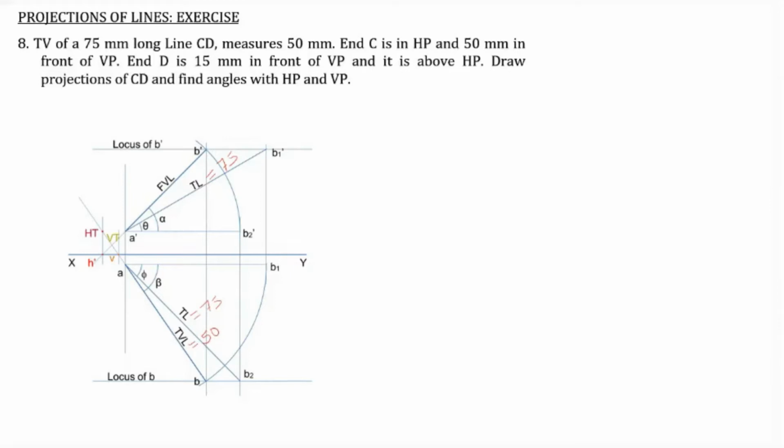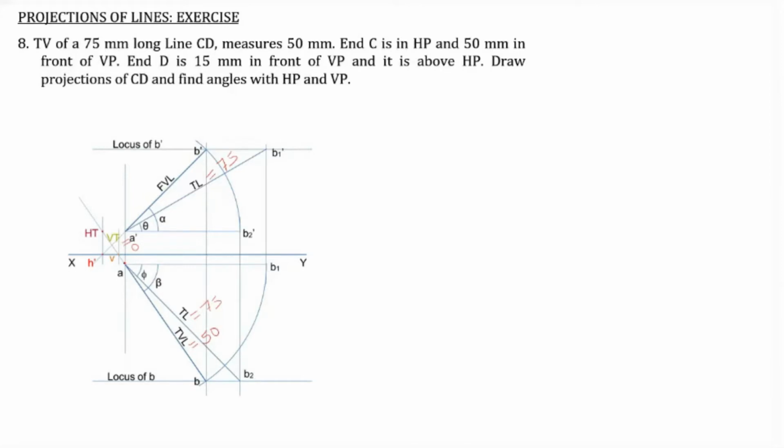End C is in HP means the distance of C dash from XY should be 0. That is, this distance should be 0. That is A dash or C dash. C dash will be lying on the XY line.